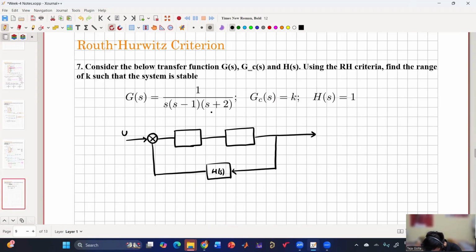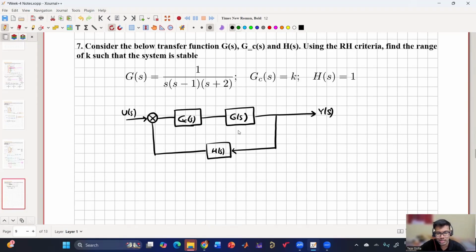So this is U(s). This is Y(s). Again, here I have not directly given the characteristic equation. I have given a block diagram, and from the block diagram, I am asking to calculate. So the student has to calculate the characteristic equation. So this is Gc(s), and then this is G(s).